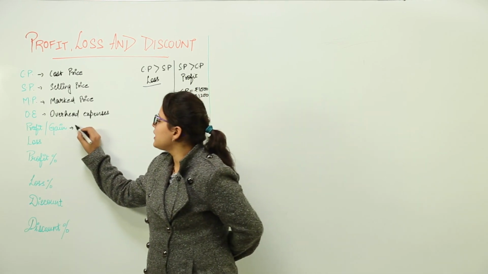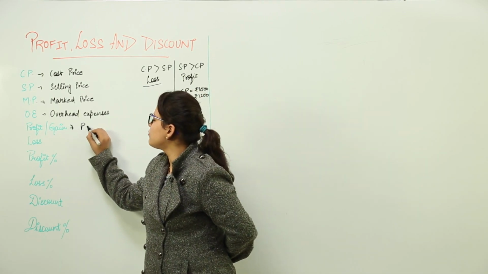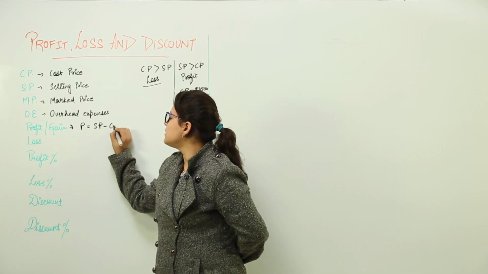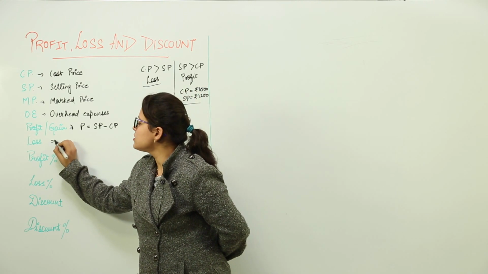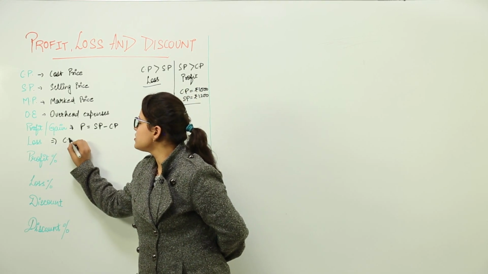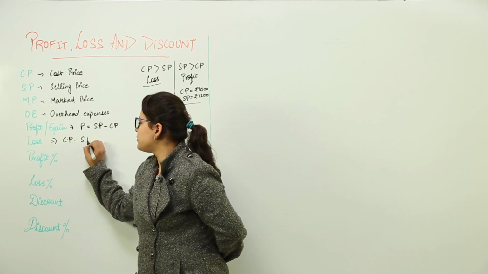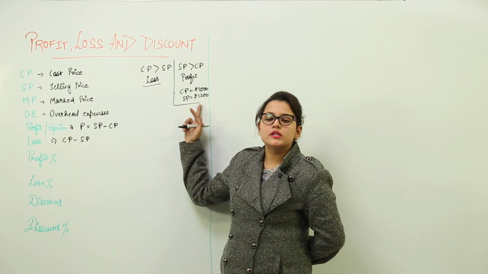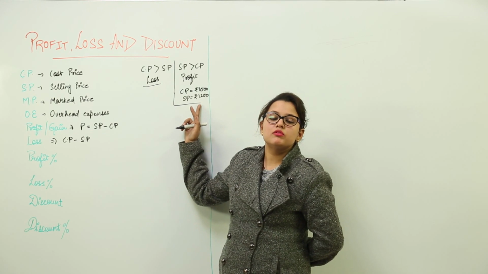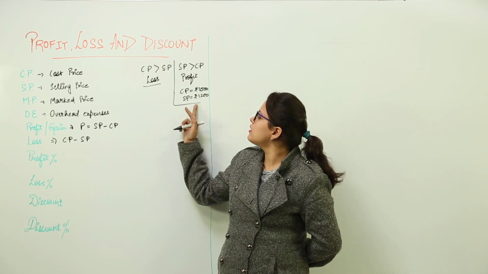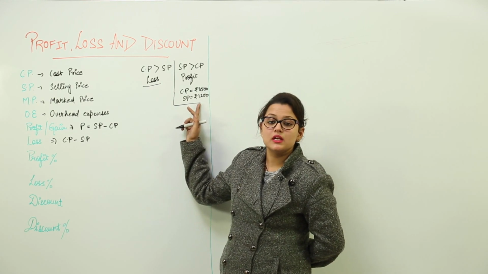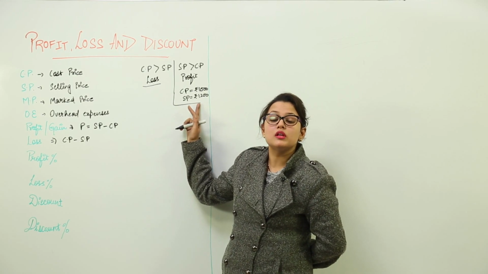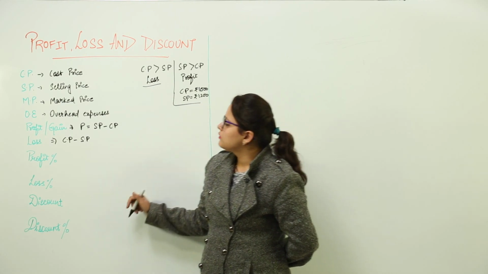So for profit, we have the formula given as profit or gain would be equal to selling price minus the cost price. For loss, we have the formula as cost price minus selling price. If you are given the two values, say for this example, what is the profit that you are earning? That will be SP minus CP. So here we get 1200 minus 1000, that gives us 200. So 200 is the profit that you are earning on each shirt.